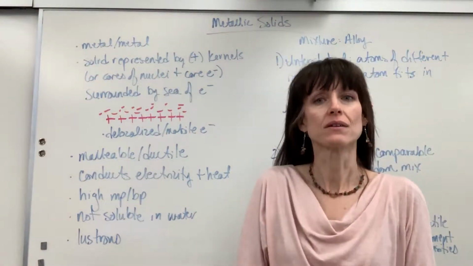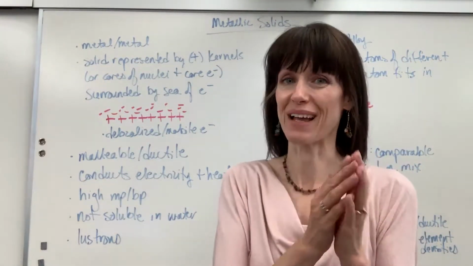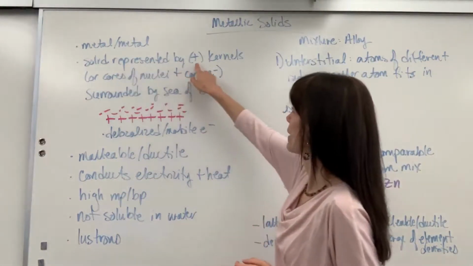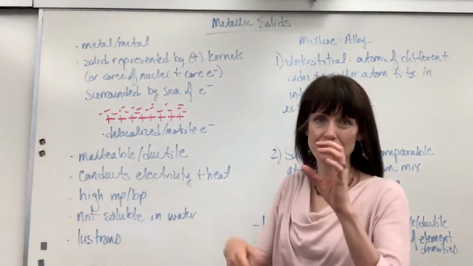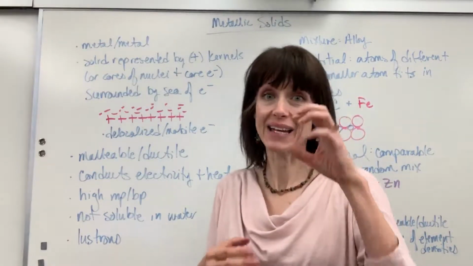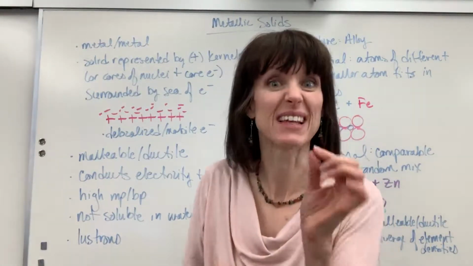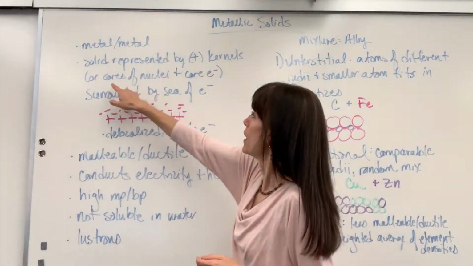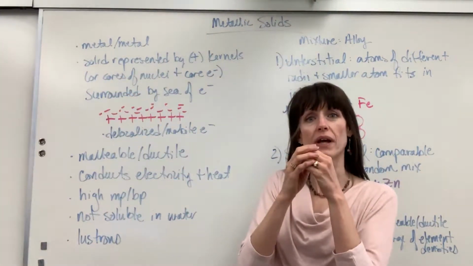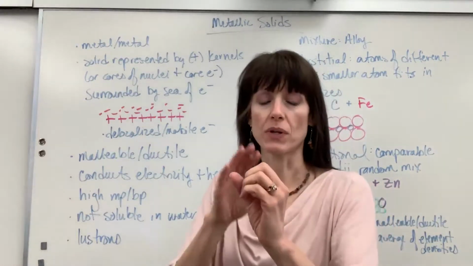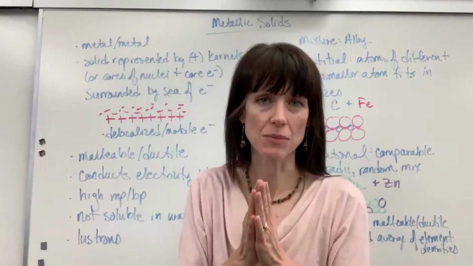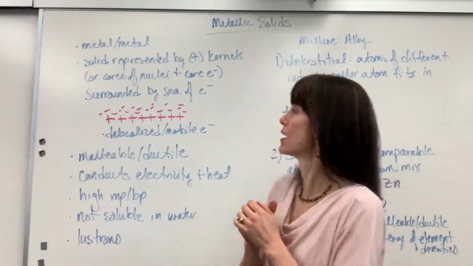Now, you've already learned that metallic bonding is a sea of electrons. Let's look at that. So it's a solid represented by these positive kernels. That's what we talk about for the atoms themselves. They don't move. It's the electrons that move. So these positive kernels, and then I put in parentheses that this is the core of the nuclei. So it's going to be your nucleus with the protons and the neutrons and the core electrons. Remember, the only electrons that move are the valence electrons in metallic bonding.